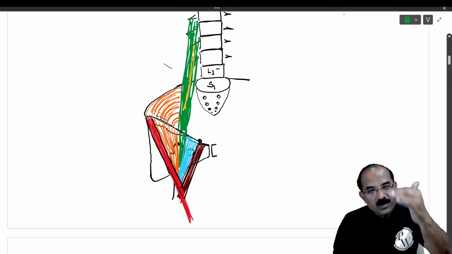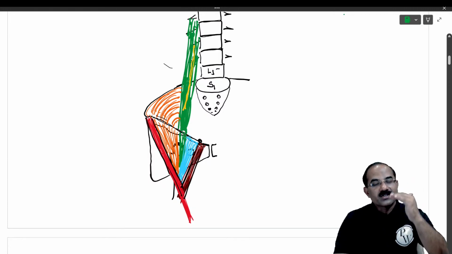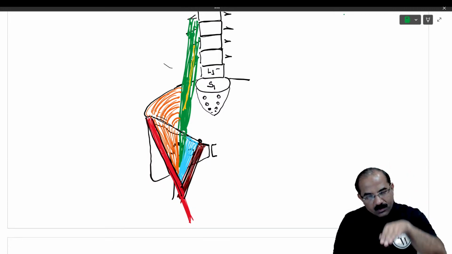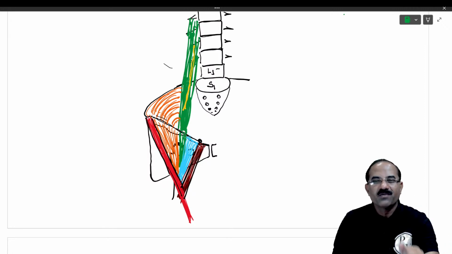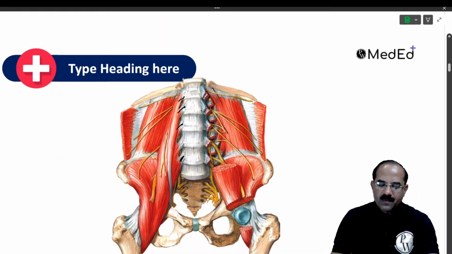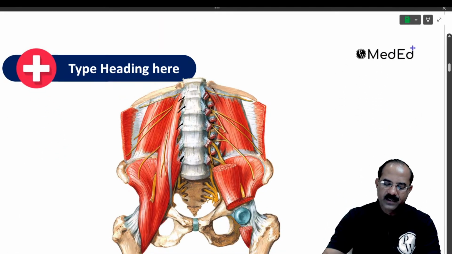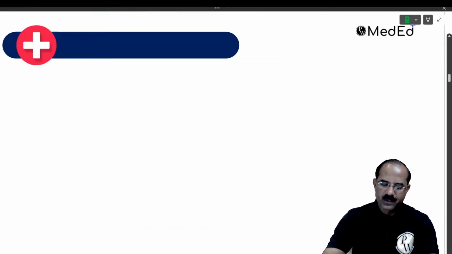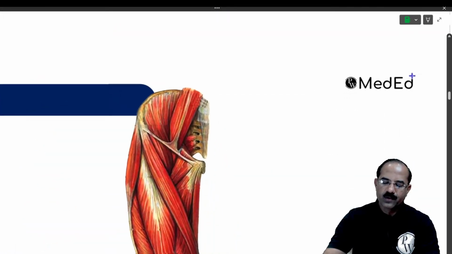What is the pelvic-femoral space? How do structures come from the lumbar region or pelvis to the femoral region through this pelvic-femoral space? Okay, right, very good. Appreciate this slide. Okay, I'll show you another slide. Just a minute. Have a look at this slide.